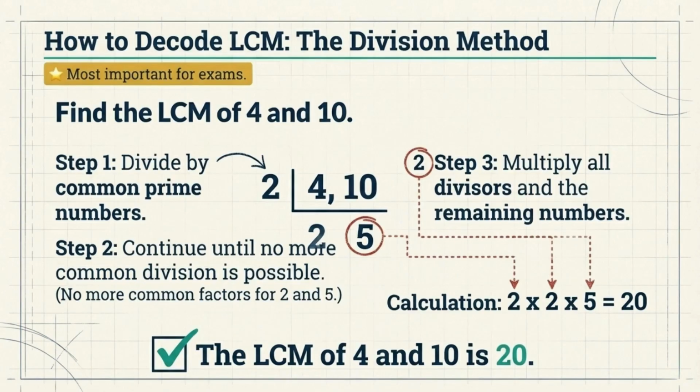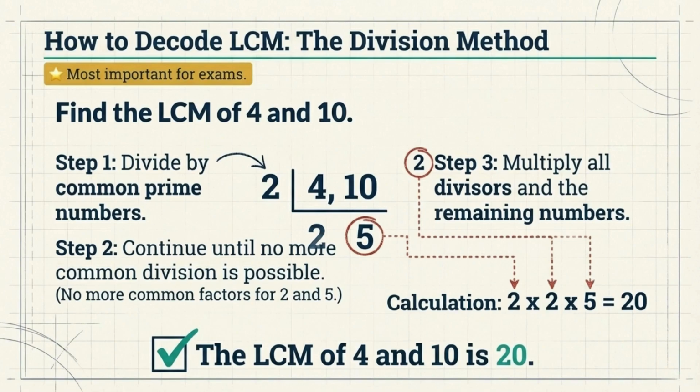The division method. But listing multiples takes too long for big numbers. In exams, you use the division method. Let's find out the LCM of 4 and 10. Step 1. Write them down. Divide by the smallest common prime number. That's 2.